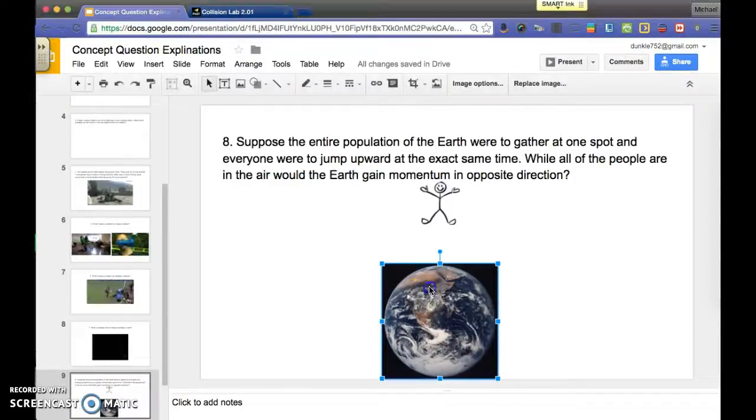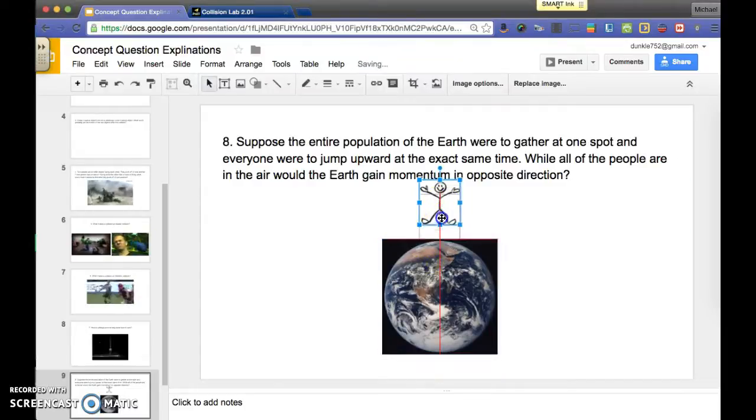Here we have the Earth, and we have a little person that's going to represent all of us. And we are going to say, okay, we all jump up. Well, initially we don't have any momentum because in this question it says the entire population gathers at one spot. This little person is going to represent us all, and we're all going to jump upward at the exact same time. Well, all the people are in the air, will the Earth gain momentum in the opposite direction?